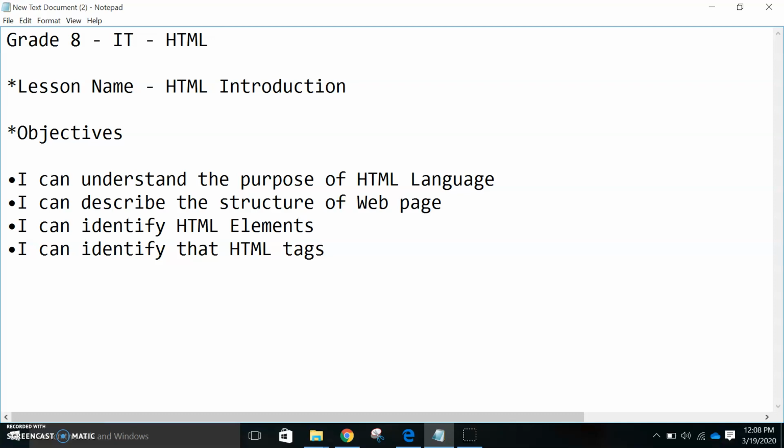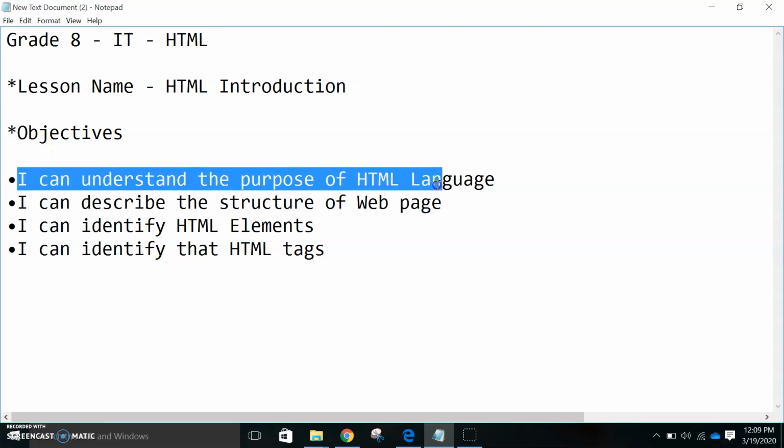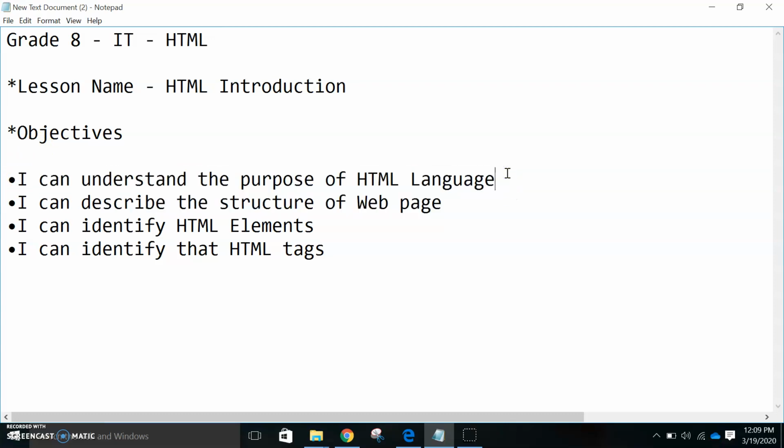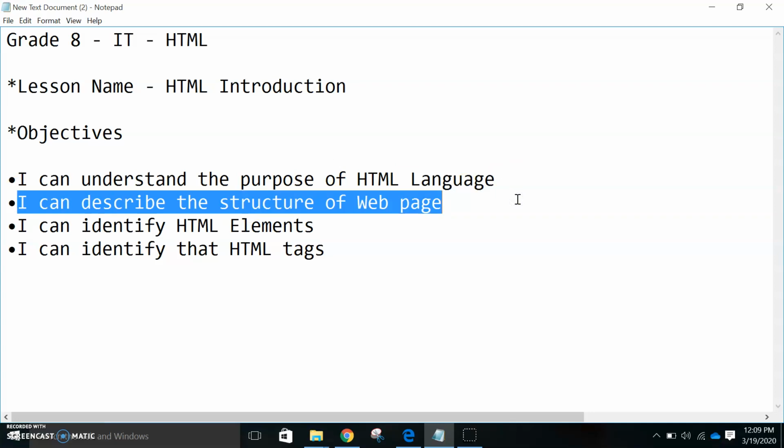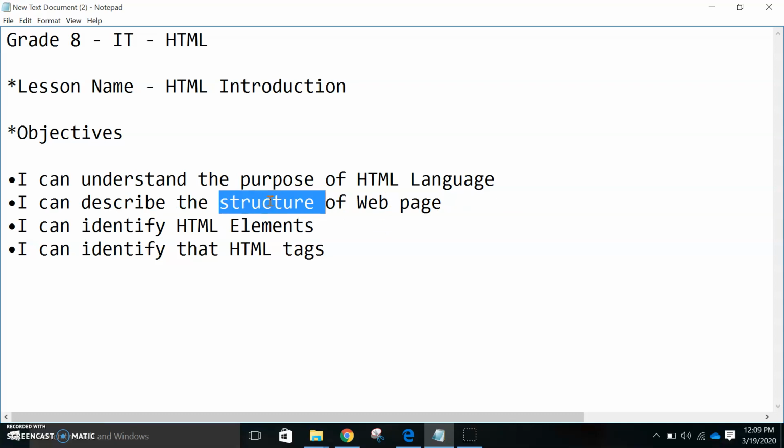So you have 4 objectives here. The first objective is I can understand the purpose of HTML language. You have to understand why the HTML language is used. And second, I can describe the structure of a web page, which means you have to understand how a web page is built. The structure means how it is ordered, like a human has a head, 2 hands, 2 legs, 2 eyes, 1 nose, 1 mouth. This is the structure of a human being. The same way, there is a structure for every web page. There is a structure for everything. If you take a table, it has 4 legs and a wooden piece on top. That is the structure of the table, right? So structure of a web page means how the web page is built, how it looks like.